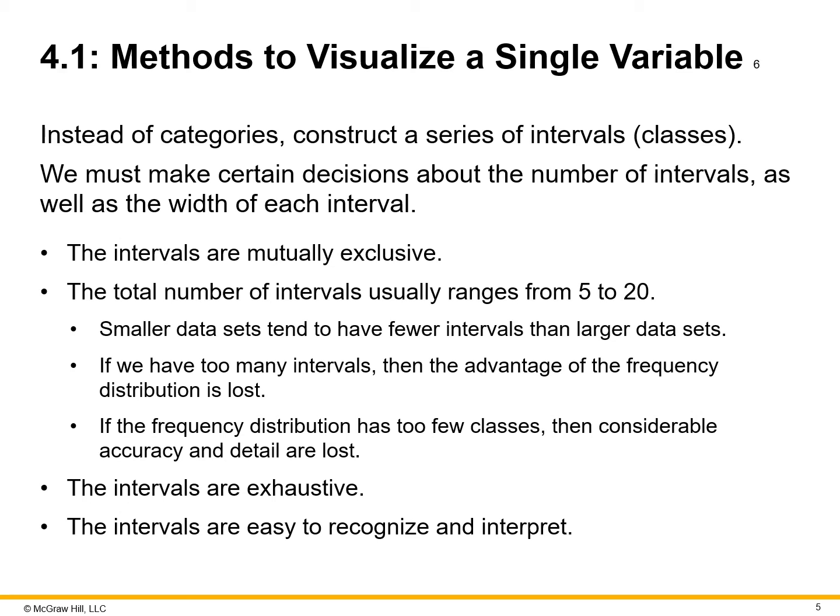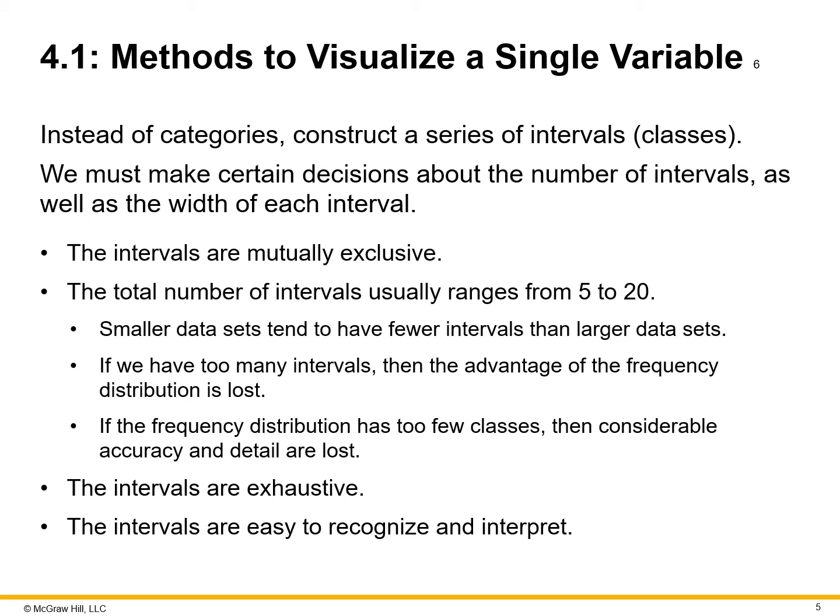Taking the notion of intervals a step further. Instead of categories, construct a series of intervals, or at times they're called classes. We must make certain decisions about the number of intervals as well as the width of each interval. The intervals are mutually exclusive. The total number of intervals usually ranges from 5 to 20. Like I said, out of 100, you could have groups of 20 each: 1 through 19, 20 through 39, 40 through 59, etc. What that does for you is allow you to provide 5 different groups if that's right for your overall range. But 5 to 20 is really where you stay.